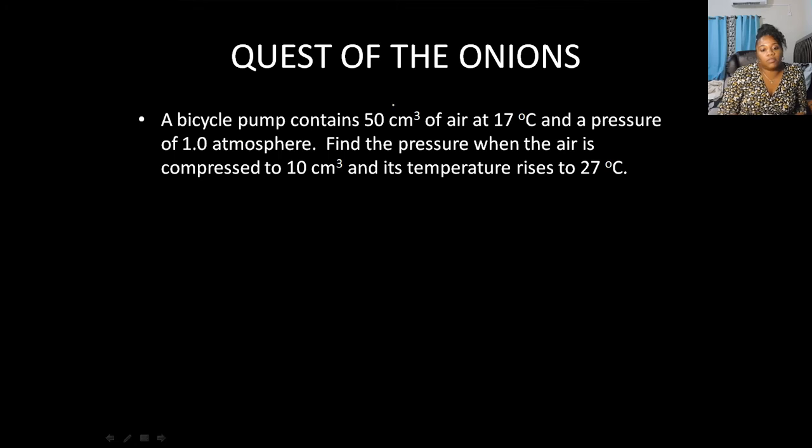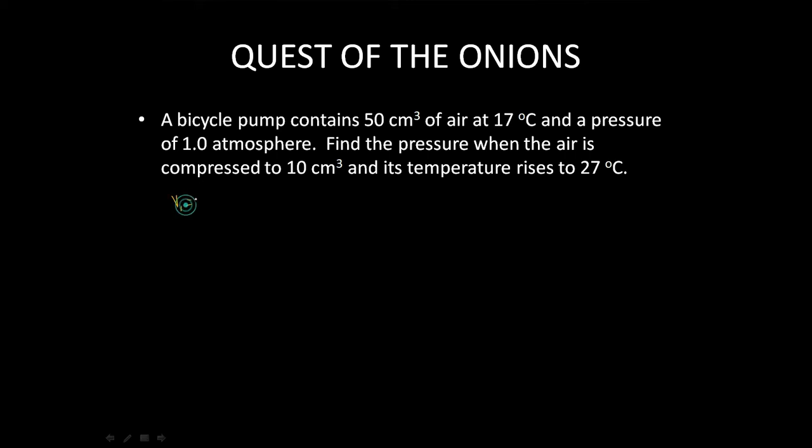A bicycle pump contains 50 centimeters cubed of air. So we have the first volume, V1, which is 50 cubic centimeters. And then we have temperature, T1, which is 17 degrees Celsius, and we have to convert this to kelvins. And we have pressure P1 equal to 1 atmosphere.